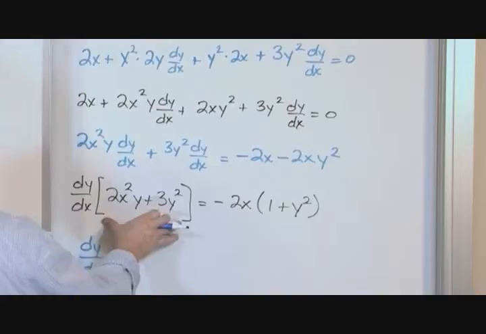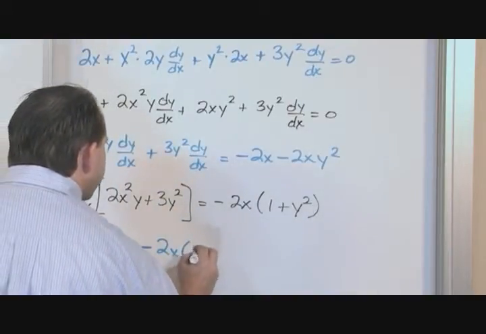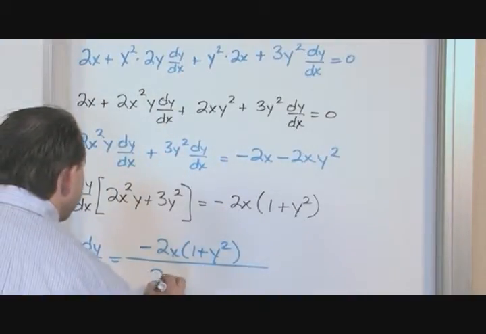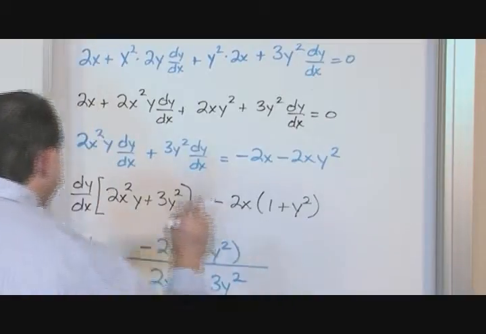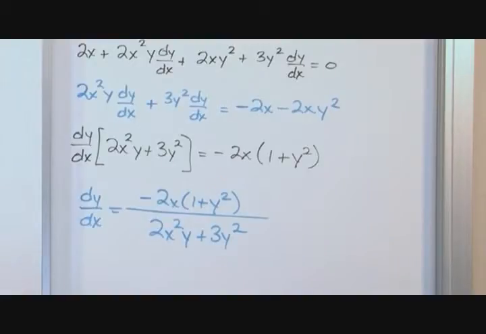We just divide by this whole term to get it by itself. So we'll have negative 2x, 1 plus y squared, and on the bottom, we'll have this guy, 2x squared y plus 3y squared. So we'll have negative 2x times (1 plus y squared) over 2x squared y plus 3y squared. And that's the final answer.